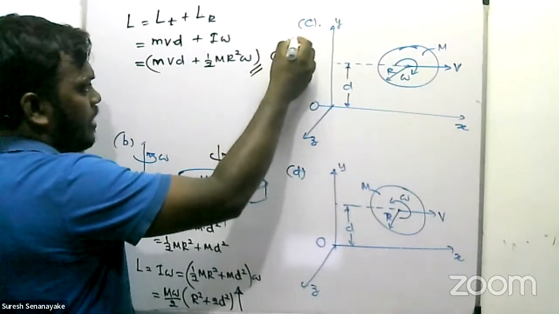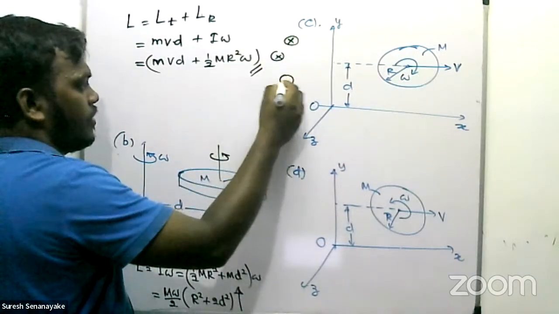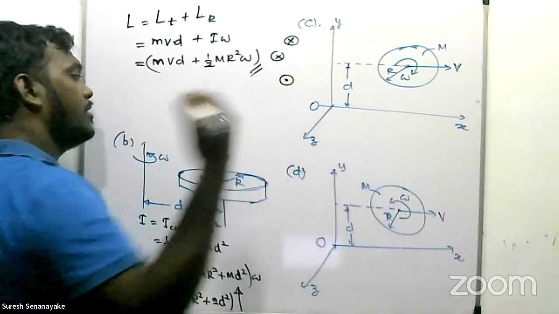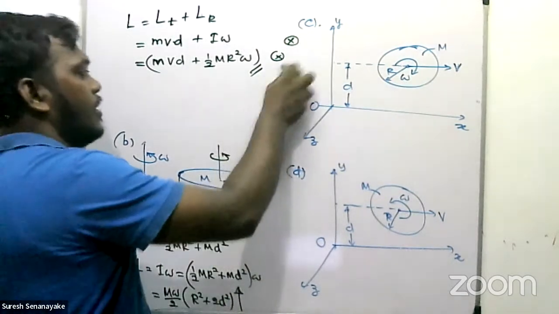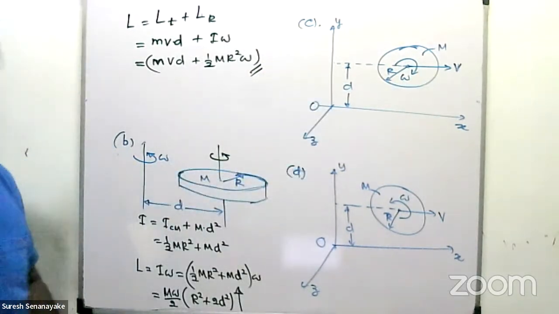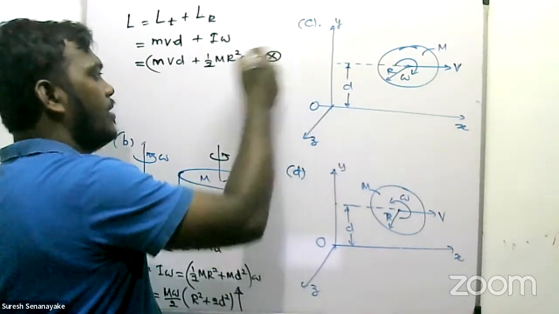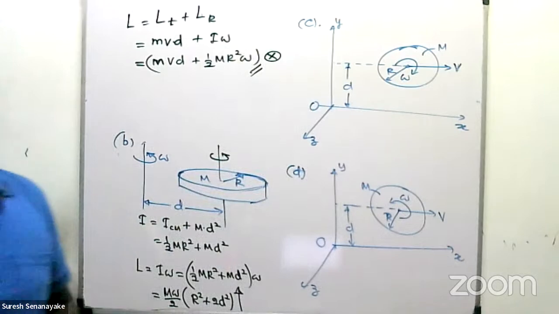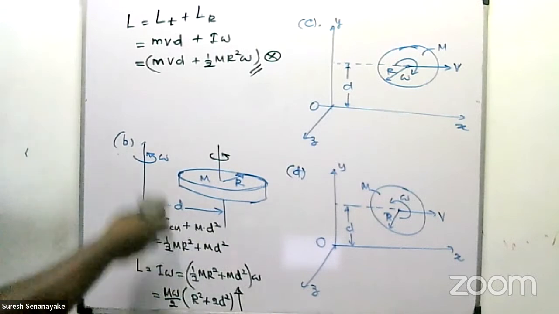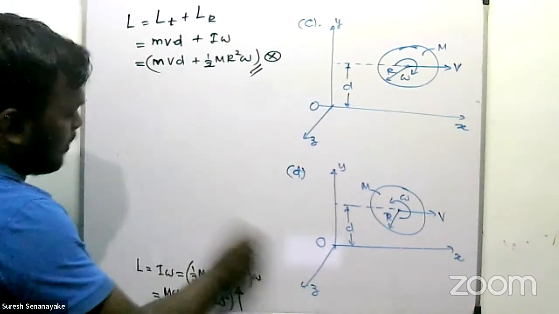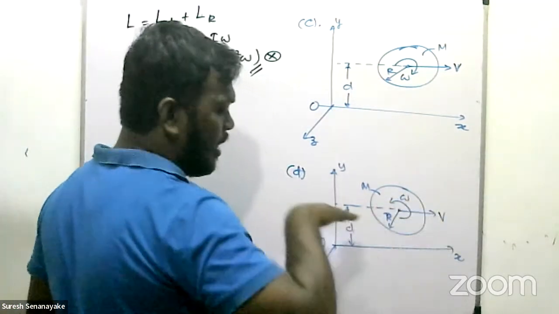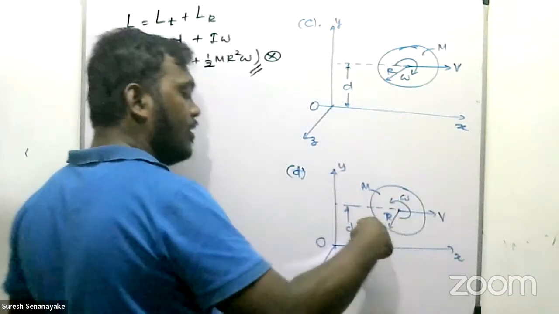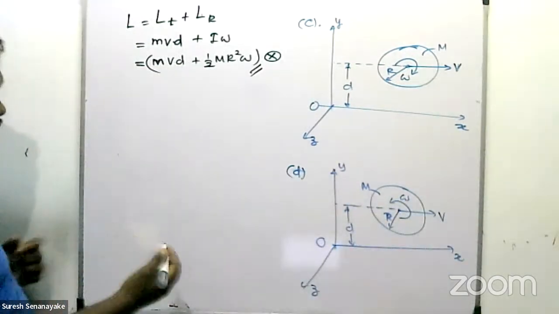This angular momentum is into the board. If you put a cross, it means into the board; if you put only a dot, it means out of the board. So this angular momentum is into the board, and I'll put that mark to indicate it. Here it is the same thing, only the directions differ. The rotation produces angular momentum out of the board, and the linear motion produces angular momentum into the board. So then there are two directions.